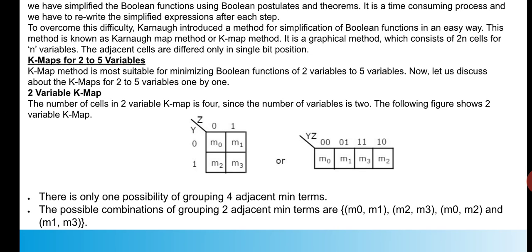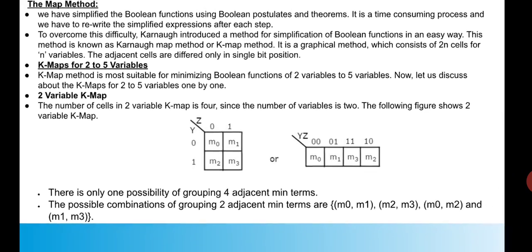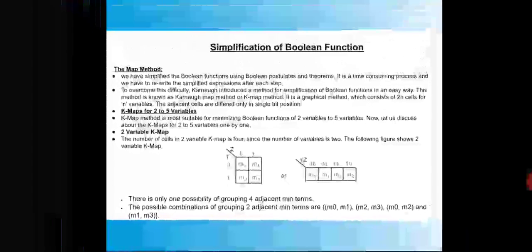That is the possible adjacent min terms. You are not going diagonally. It is just an adjacent concept. You have to group the adjacent cells or adjacent min terms, then you will get these values: m0 m1, m2 m3, then m0 m2, then m1 m3. This is how you can get the possible grouping of two adjacent min terms.